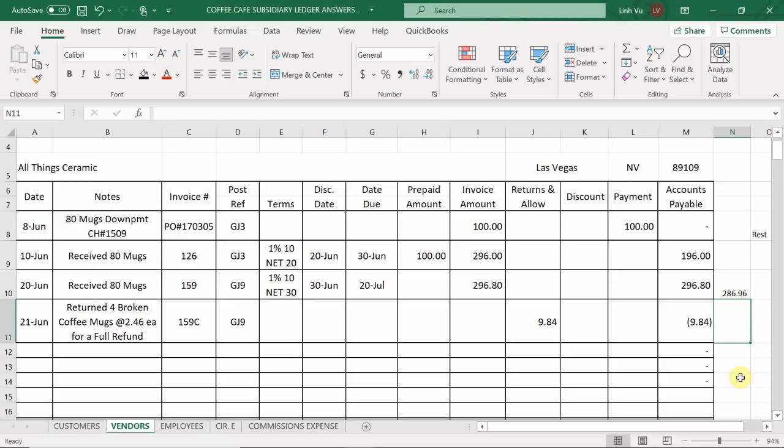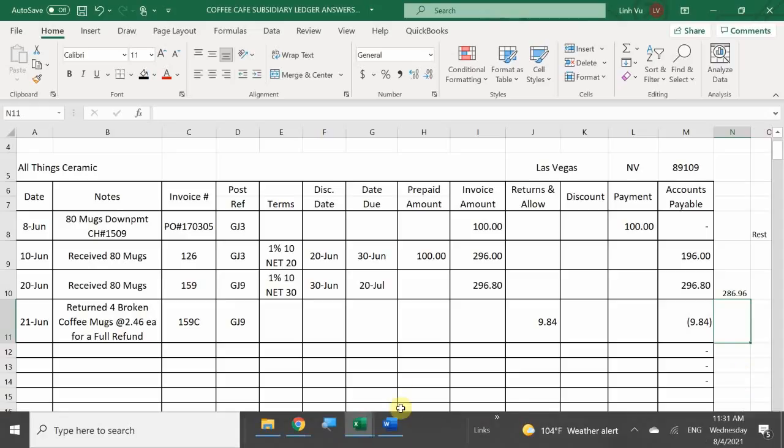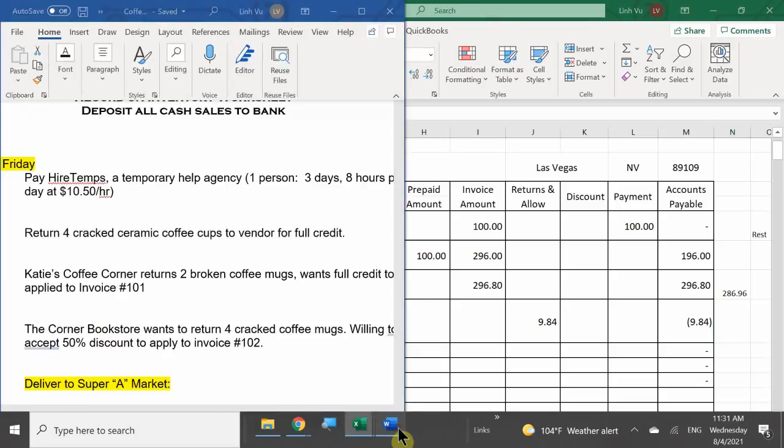Good. All right, so there we have it. We did our journal. We did our ledger. We updated our subsidiary ledger. We've also updated our inventory worksheet. Okay, so that means this transaction is completely done.